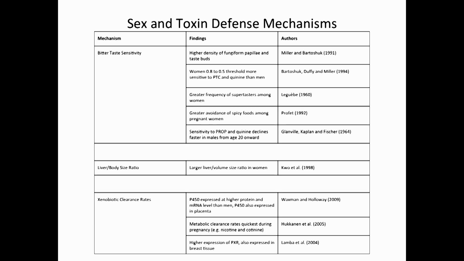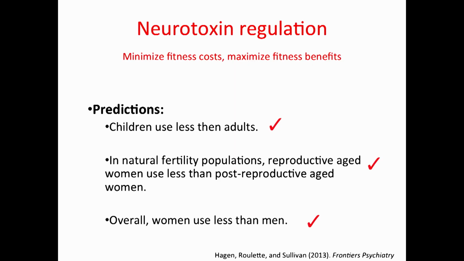So they're much faster at clearing toxins than adults. And the same thing is true for women, especially pregnant and reproductive-aged women. They're more sensitive to bitter compounds, they have a larger liver to body size ratio, and they're faster at clearing xenobiotics or drug toxins. So indeed, children are using less than adults. This is looking back retrospectively at the data we've already collected. Children are using less than adults, as we would predict. In natural fertility populations such as the Aka, reproductive-aged women use less than post-reproductive-aged women, which we showed. And overall, women are using less than men.